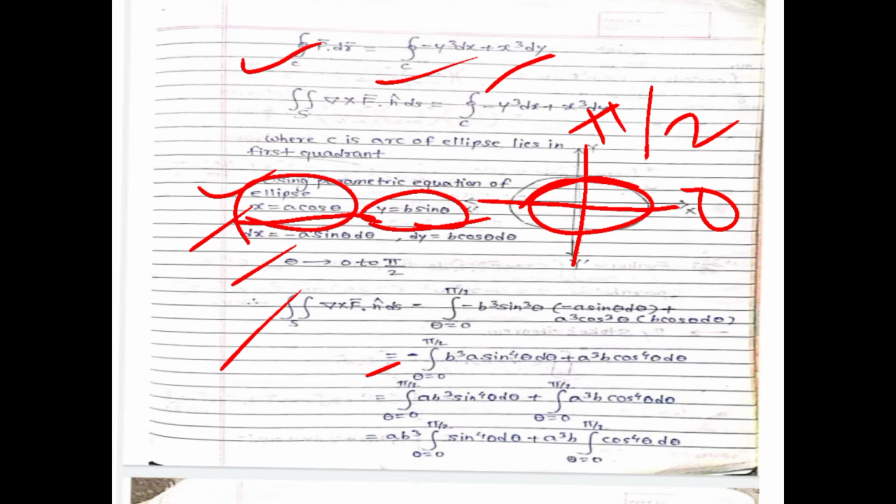First of all, the terms like ab cube are constants, so we will take them out of the integral. Here we are separating both integrations, or you can directly take the integration. So ab cube is constant, and after that we have to integrate sin raised to 4 theta d theta, and similarly cos raised to 4 theta d theta. For integrating this, we will use the reduction formulas.